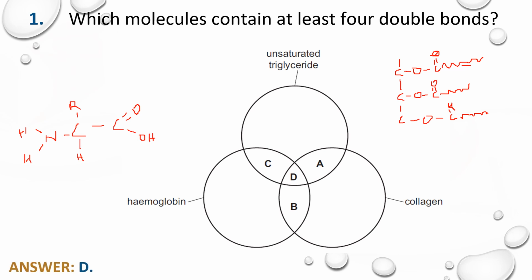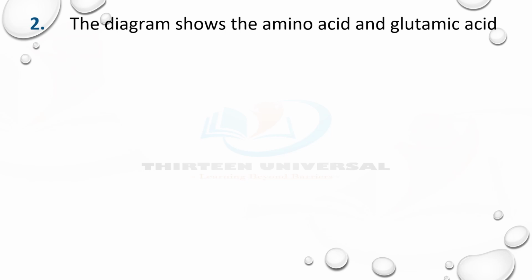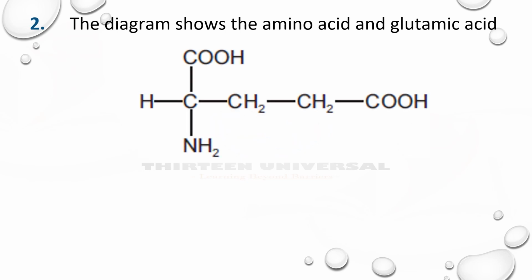So what is the answer now? The answer is D. All right, let's go to the next question quickly. The diagram shows the amino acid, glutamic acid. That's the glutamic acid. That's the amino acid that we're talking about. Okay, this is glutamic acid.